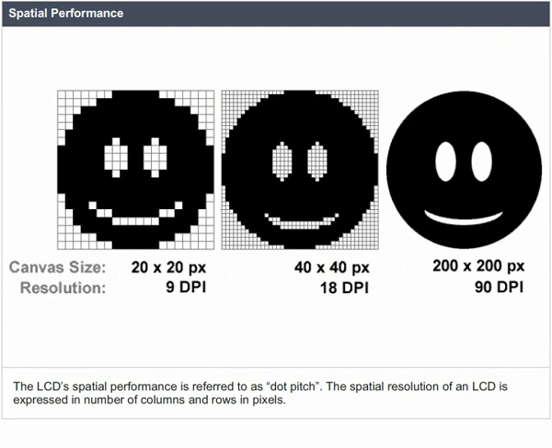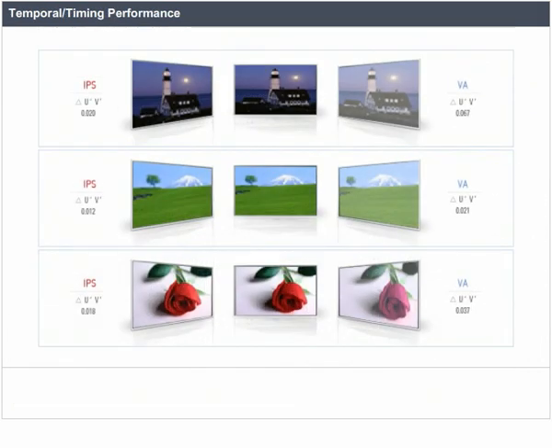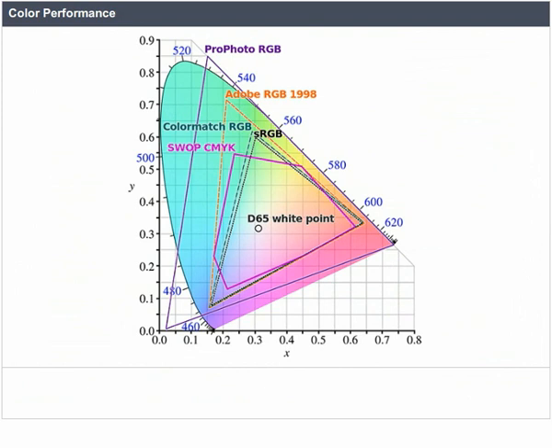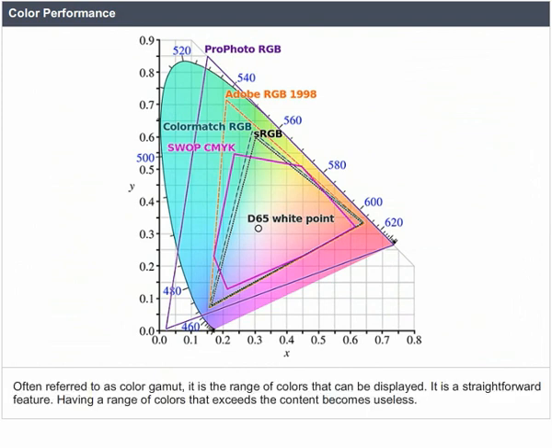Temporal, timing performance. Temporal performance is a feature which, if smaller, is better. It is the pixel response time of an LCD. In simple words, it is how fast a subpixel's brightness keeps changing. Color performance. Often referred to as color gamut, it is a range of colors that can be displayed. It is a straightforward feature. Having a range of colors that exceeds the content becomes useless.